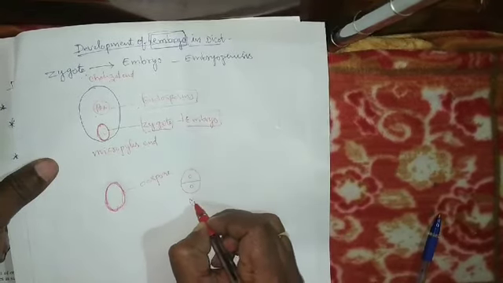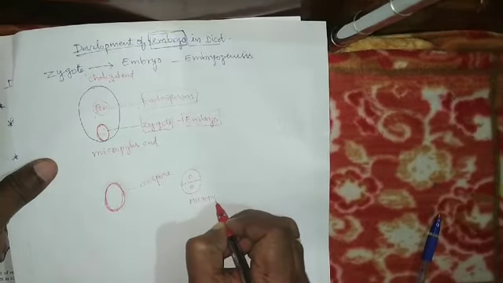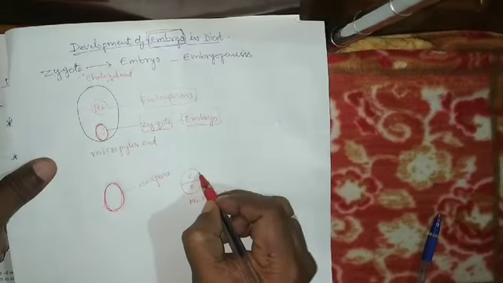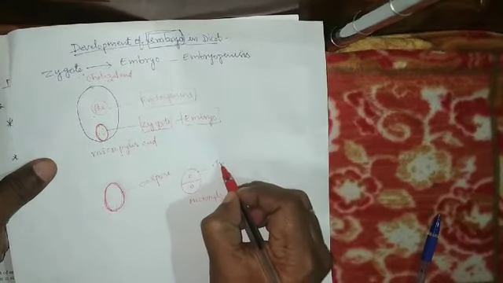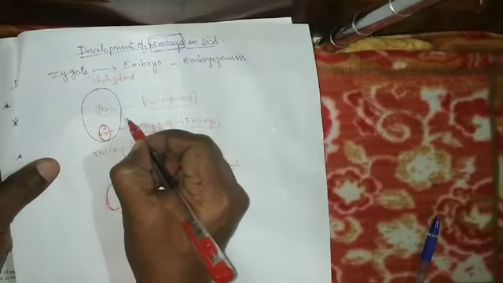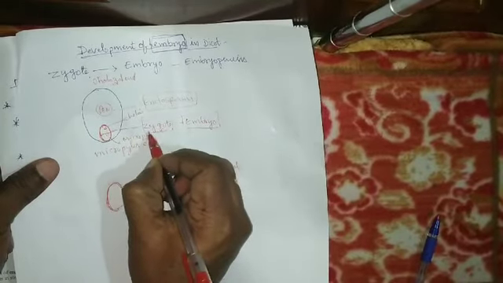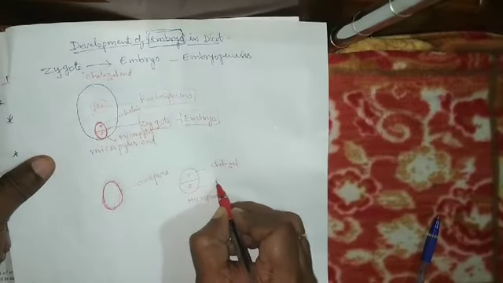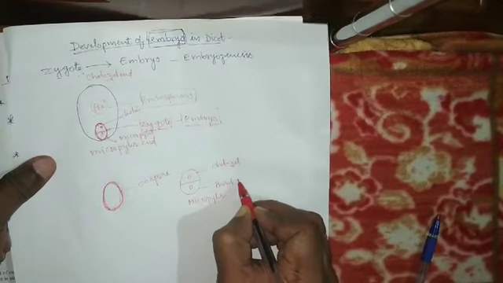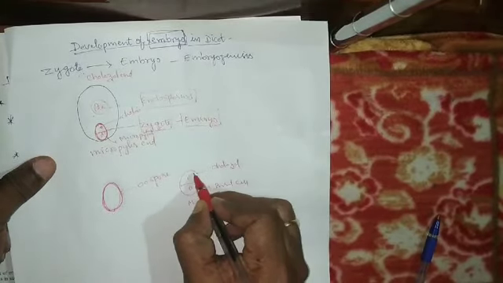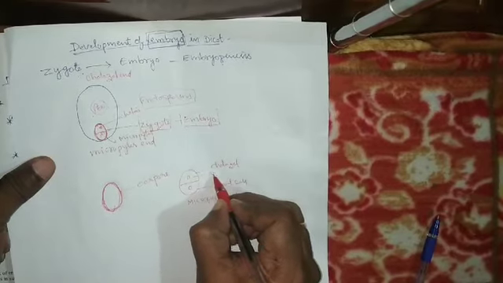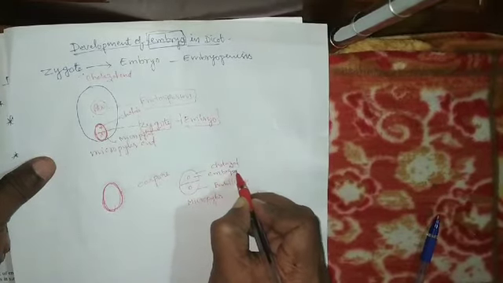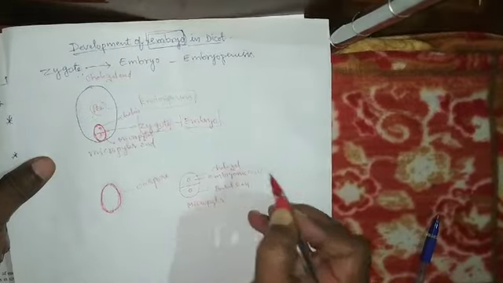Suppose this is the micropylar end. This is the chalazal side. The cell on the micropylar side is called the basal cell. The cell on the chalazal side is called the embryonic cell.